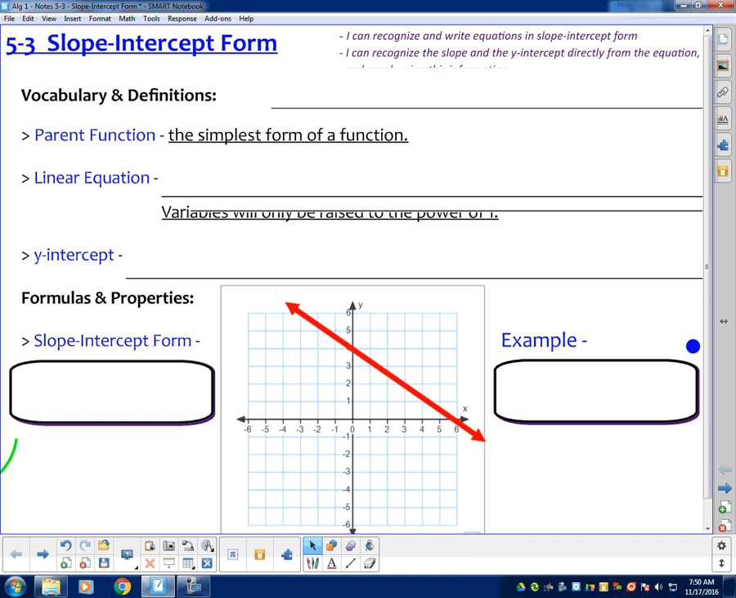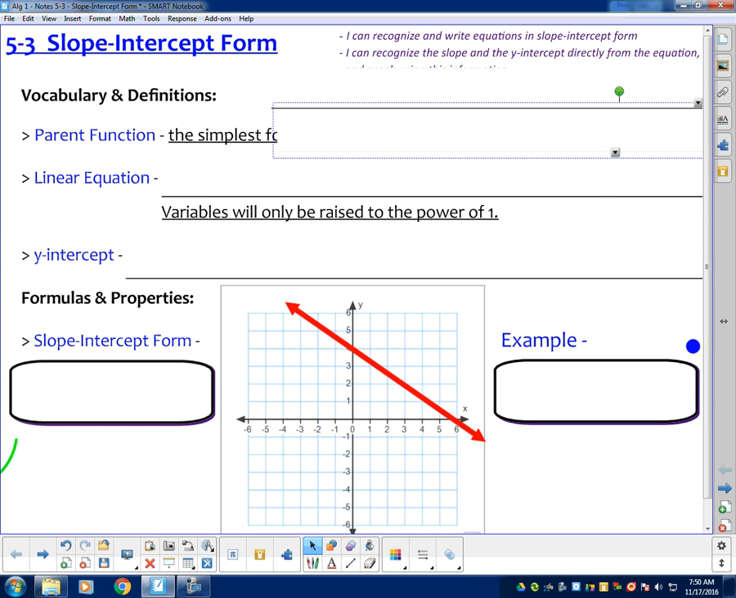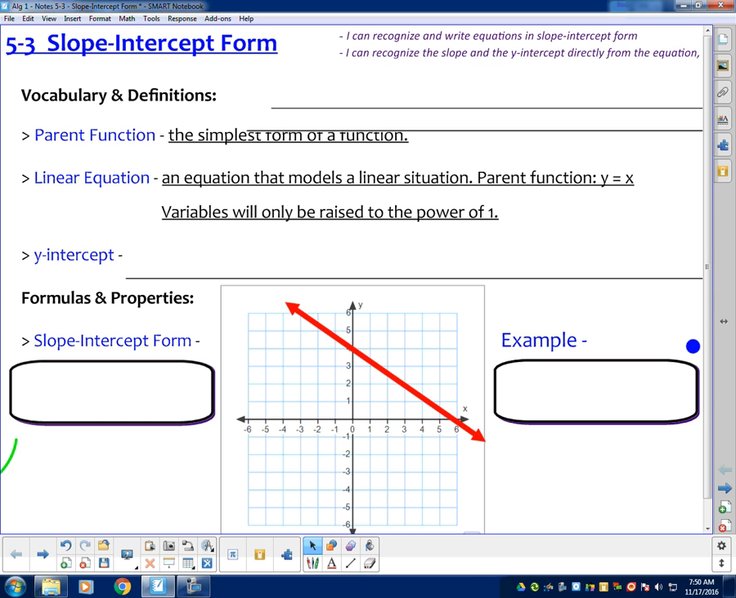A linear equation is an equation that models a linear situation. So we've seen several examples of that where we've had something of the form y equals x, or y equals 4x, or y equals 2x plus 1. The variables will only be raised to the power of 1. So it's the highest power you'll see on the x variable to make it a linear function.